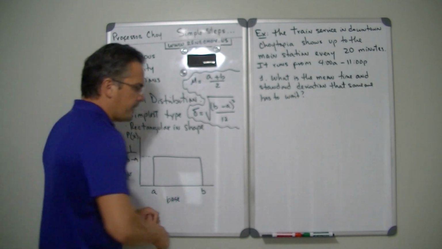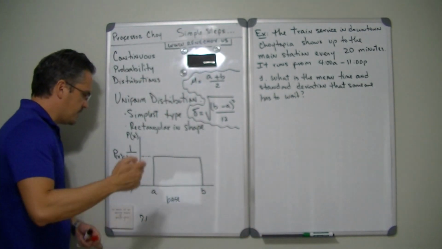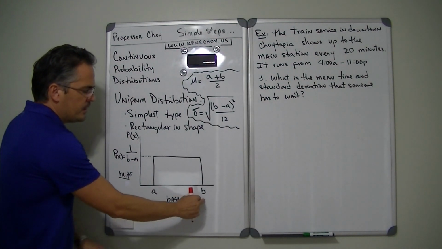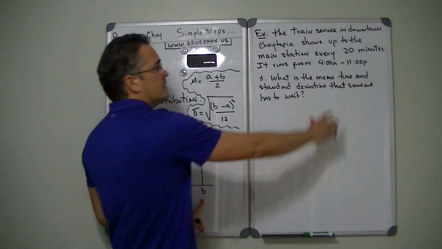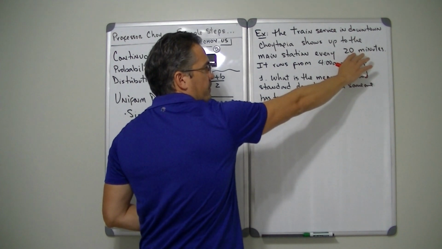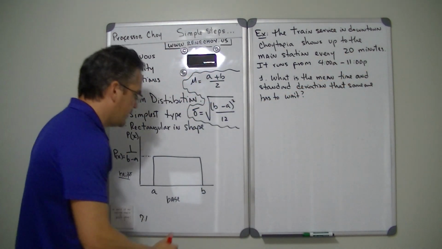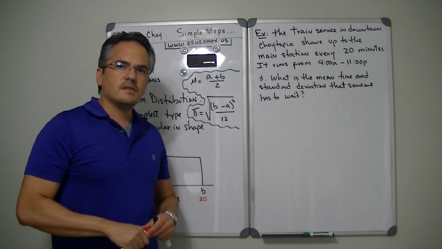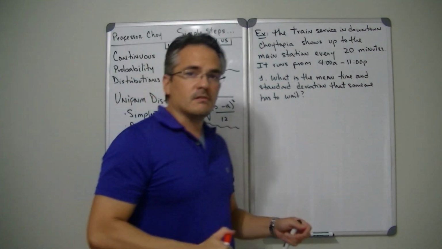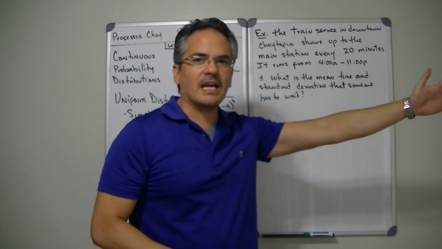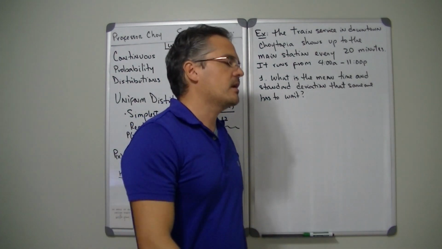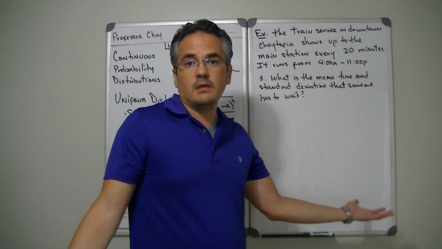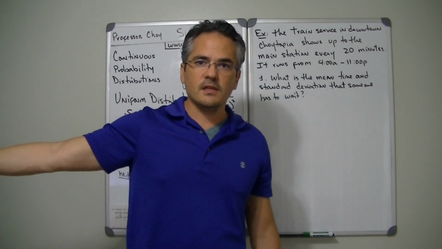So let's do that. This is our base, that's our height. B is going to be the end point, so it's the maximum number of minutes that somebody has to wait, and the answer here is 20 minutes. To imagine this, imagine that you get to the station and the train is leaving exactly at the moment you get there. Then the most you have to wait is 20 minutes, which is how long it takes for the next train to get here.